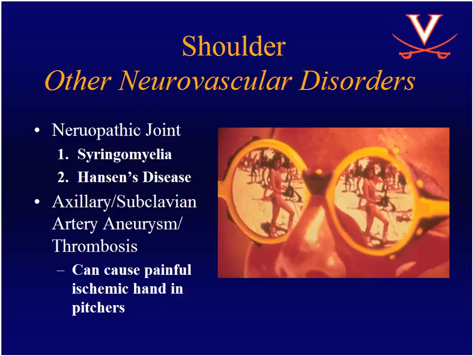Other neurovascular disorders commonly asked is you may have a neuropathic joint. In other words, the joint's just destroyed and you have no idea why. Well, the number one cause for that is syringomyelia. The number two cause is Hansen's disease or leprosy. Not necessarily in our country, I hope, but certainly in other countries that can occur. The other thing that can happen is you can get thrombosis of the axillary or subclavian artery. And if you have a pitcher that's getting ischemic pain as he's throwing, then you ought to consider that diagnosis. Again, definitive diagnosis with an arteriogram.